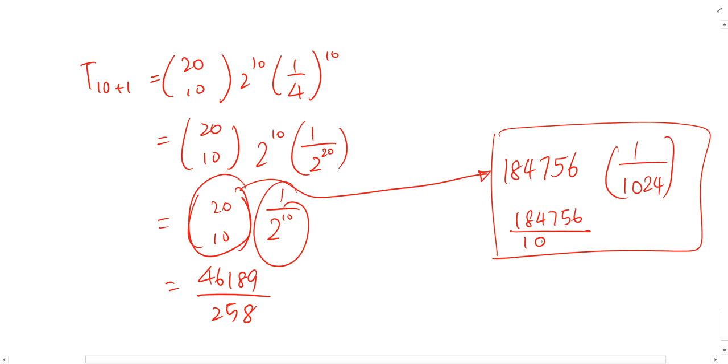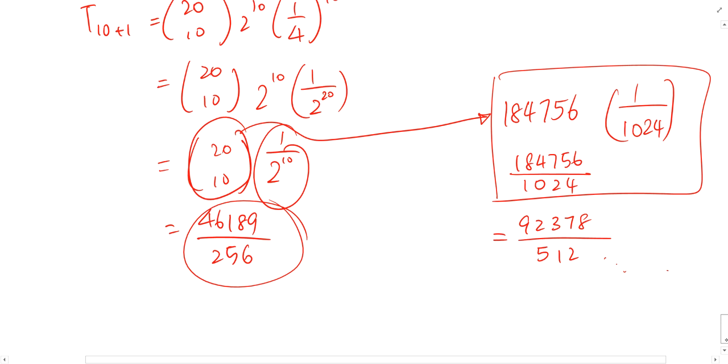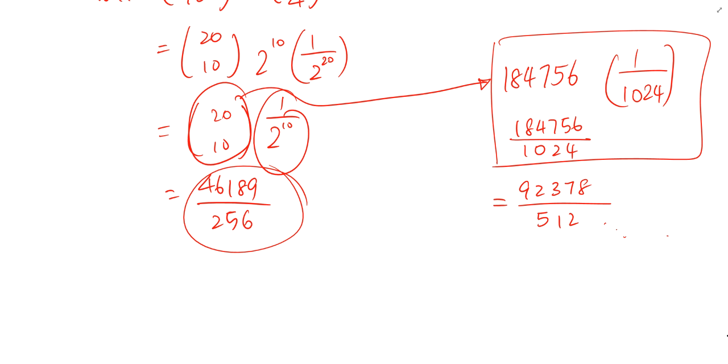184,756 divided by 1024. Divide by 2. 92378 divided by 512. Divide until you get this. Divide by 256, sorry. Because your calculator is not pro enough. Okay? Can or not?